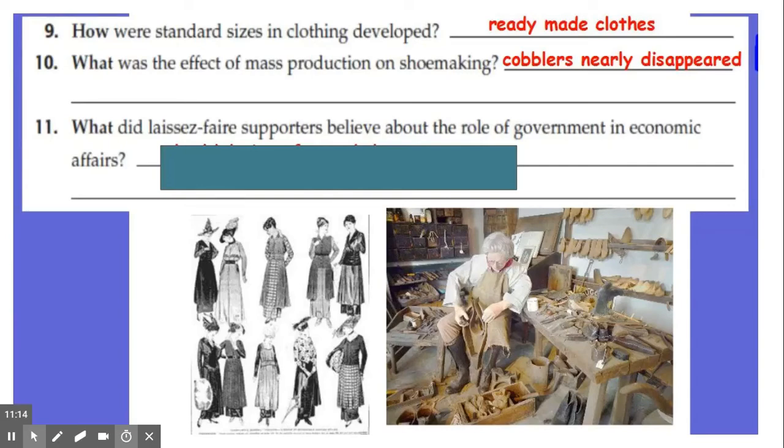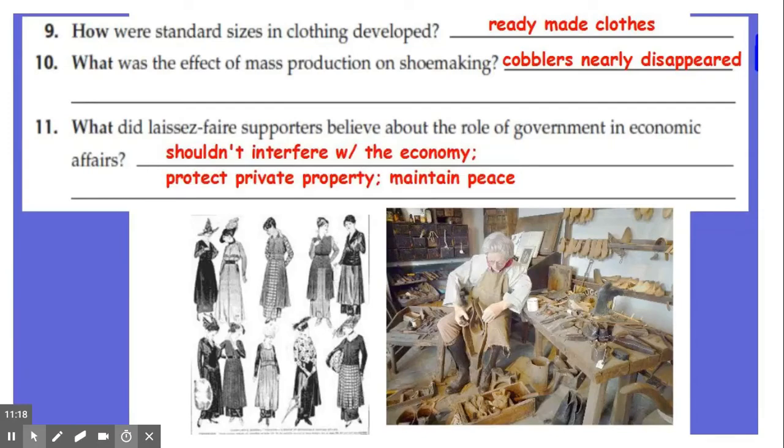within your economic system. So, what did these supporters believe about the role of government? Government shouldn't interfere with the economy, protect private property, maintain the peace, and that's about it. If you're a believer in the free market economy, this is the stuff that you believe. And today, politically, this kind of lines up probably with more the Republican Party than it does with the Democrats.